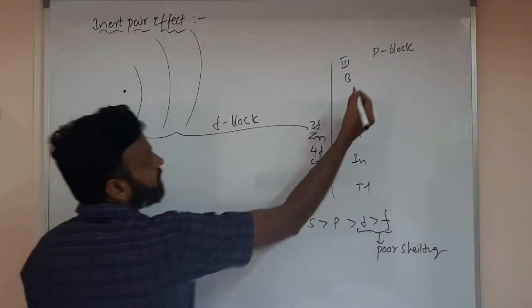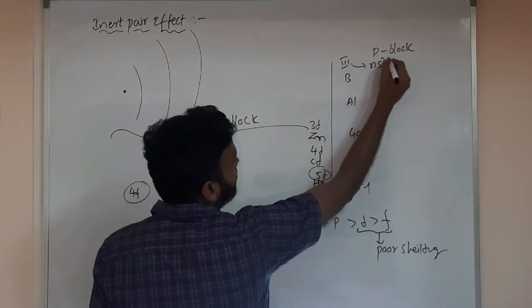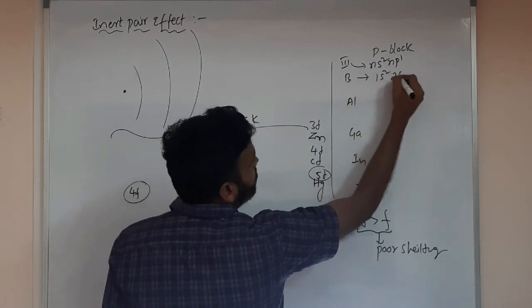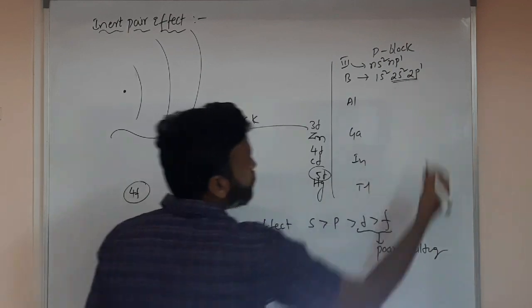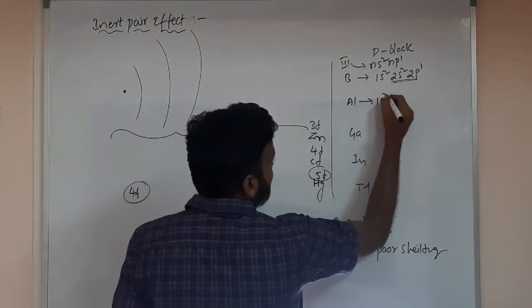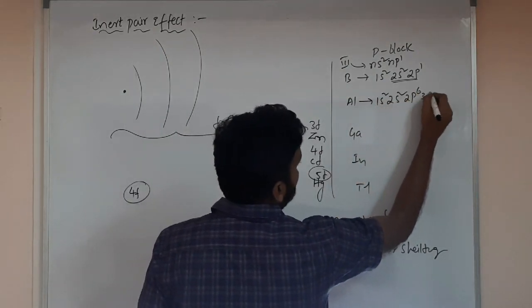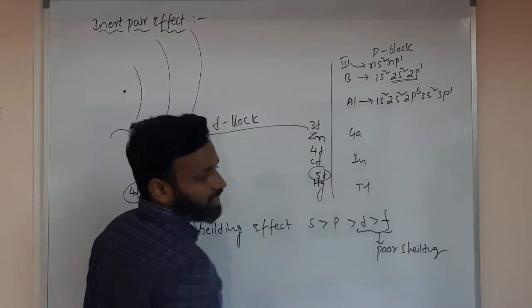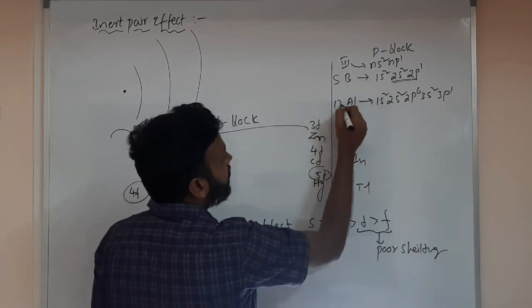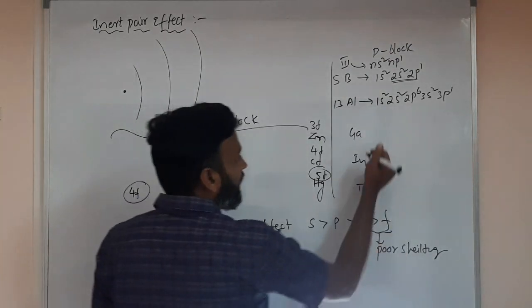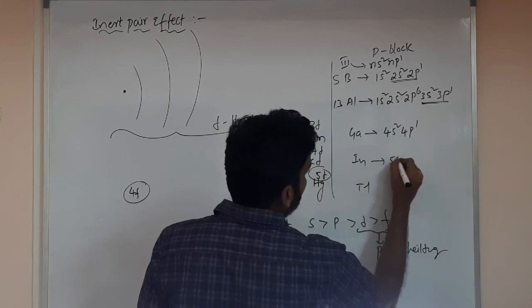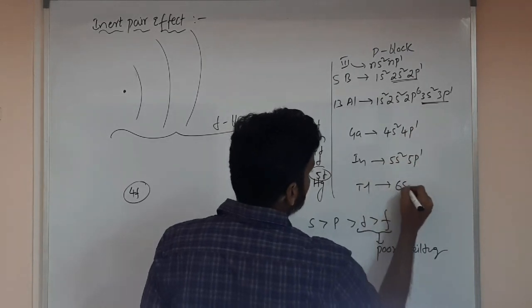Boron family is the thirteenth group. The general electronic configuration is ns2 np1. If you see boron, 1s2, 2s2, 2p1, so 2s2, 2p1 is the outer shell configuration. For aluminium, 1s2, 2s2, 2p6, 3s2, 3p1, total atomic number 13, you can check: 5 plus 8. Here 3s2, 3p1; then 4s2, 4p1; here 5s2, 5p1; here 6s2, 6p1.